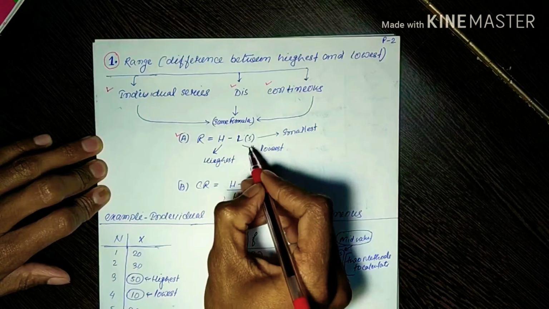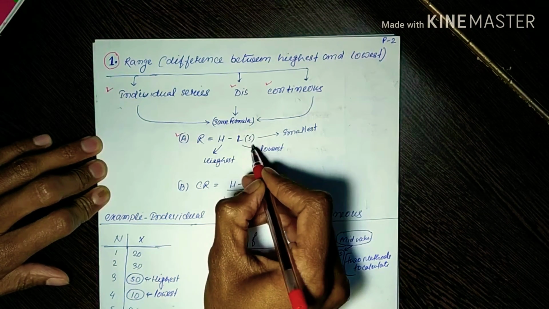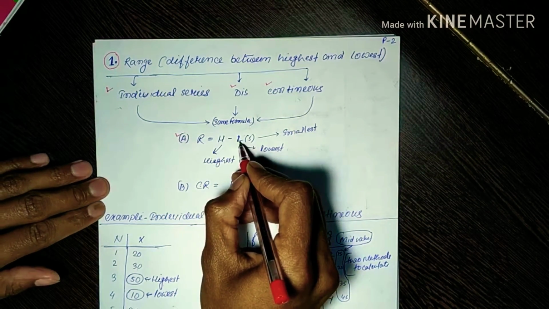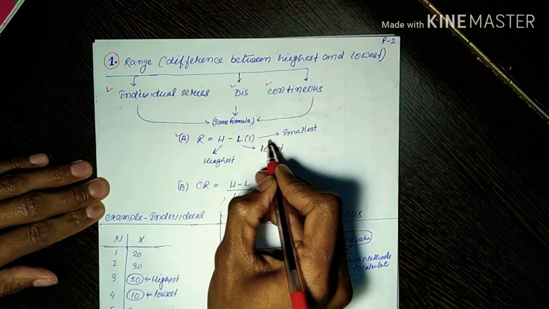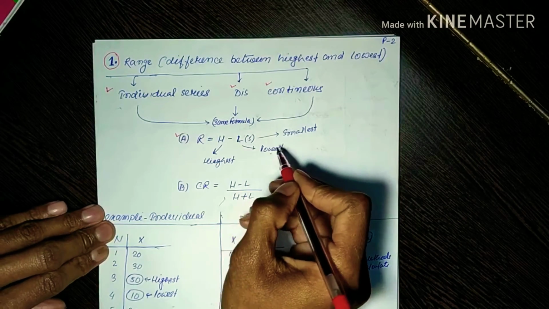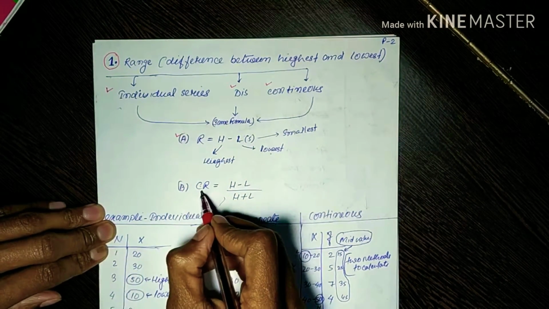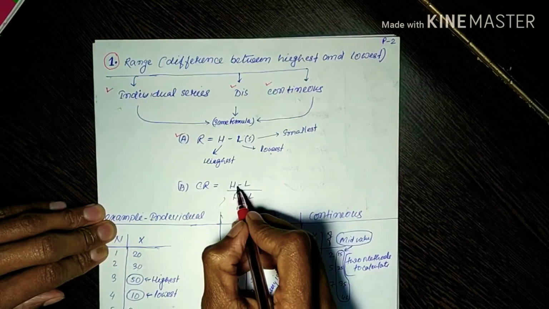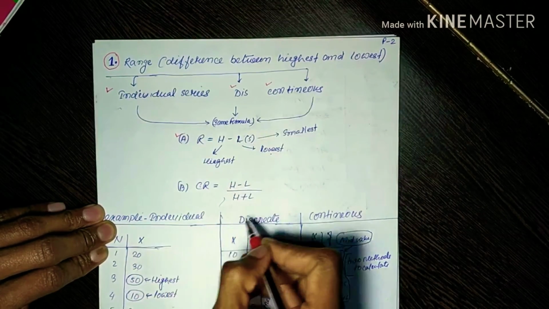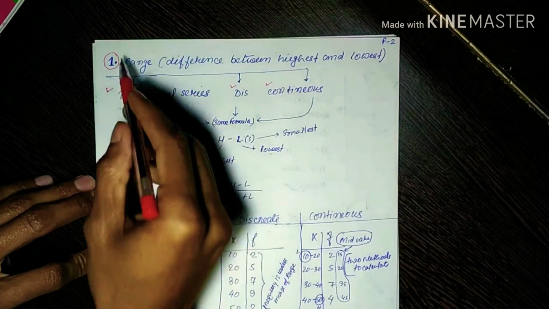But in some books you will see S written instead of L. H means highest number, L means lowest number, S means smallest number. Smallest and lowest are both the same. Understand? Now the coefficient of range: the formula is H minus L divided by H plus L. These two formulas are needed to calculate range.